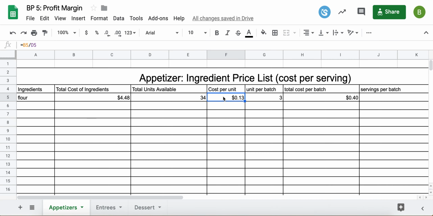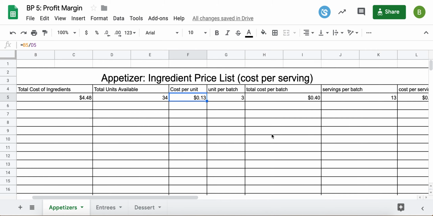Now we need to figure out what is the cost per cup. We're going to go equals, and we're going to click on the total cost divided by the total units, and that's where we get the 13 cents. So this is telling us it costs 13 cents per cup.